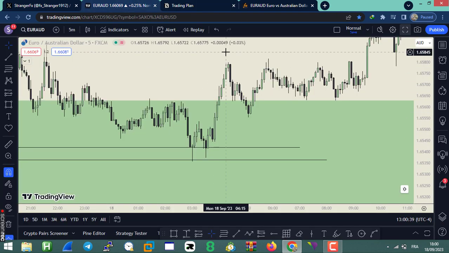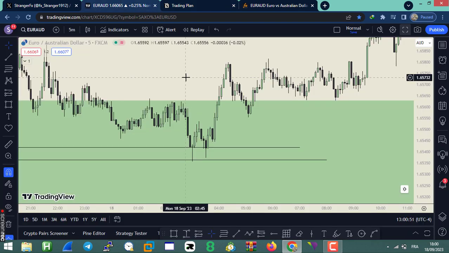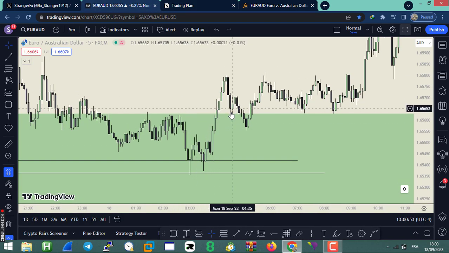So we have a market structure shift from the hourly PD array. And also we have that market maker X model from the confirmation time frame. So this is in check. And now you can enter from here, right? When the price retraces to this fair value gap, for example, I entered here. We were still in that time window, so from 2 a.m. all the way to 5 a.m.